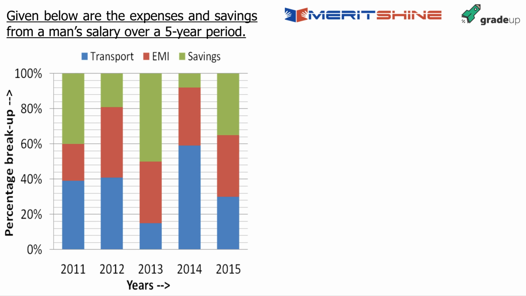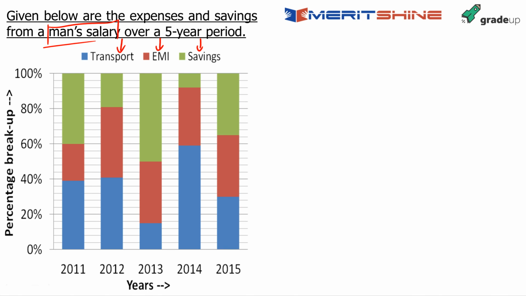Fine, so I think all of you have already seen that this is about a man's salary, which, as we are told here, has 3 components. He spends some part of the salary on transport, some part on EMI, and the rest is savings. Since nothing else is given to us, you can safely assume that his salary goes into just these 3 things: paying for the transport, paying for the EMI, and the rest is saved.